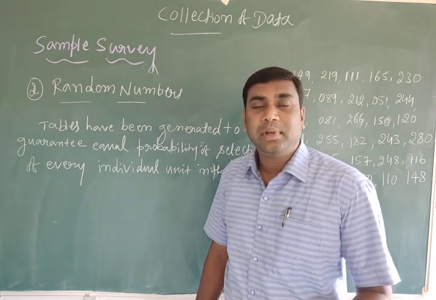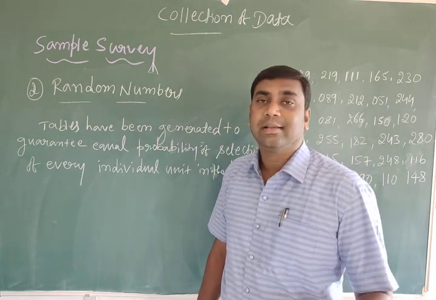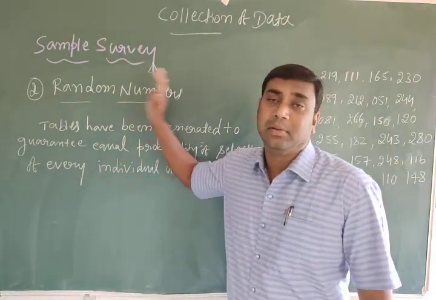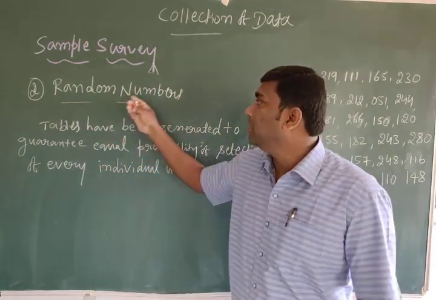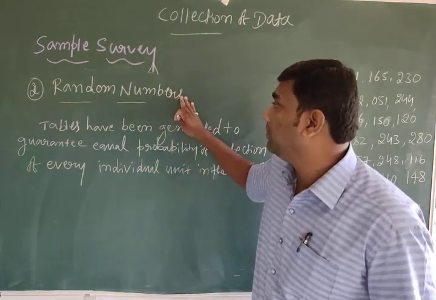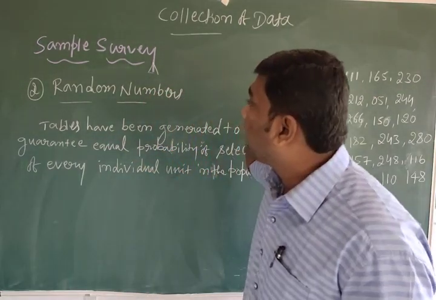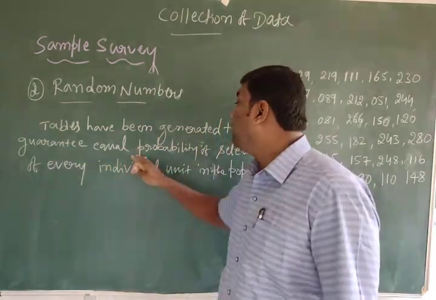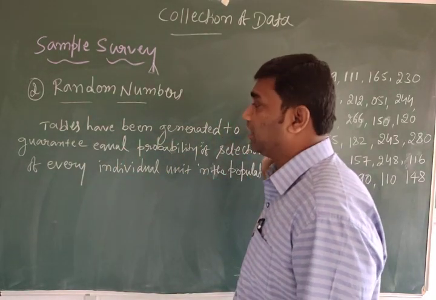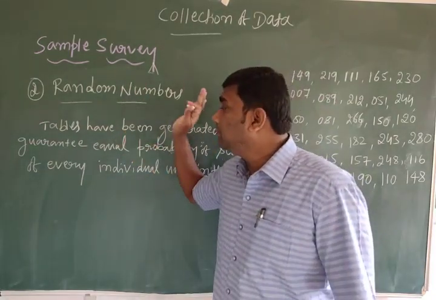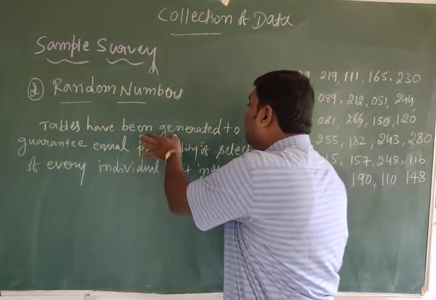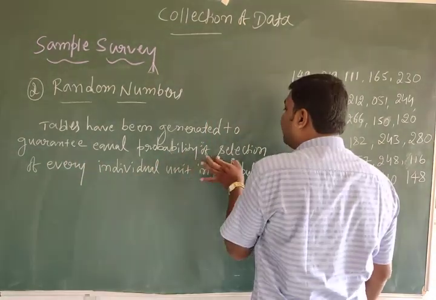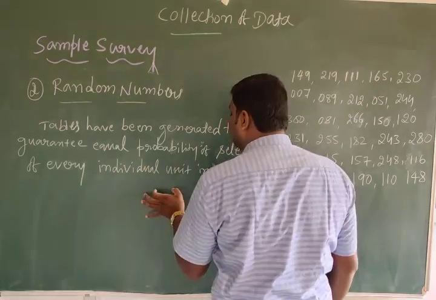Under the random sample, another method is there, that is random tables, or random numbers. Random number tables. Here the random number tables have been generated to guarantee equal probability of selection of every individual unit in the population.